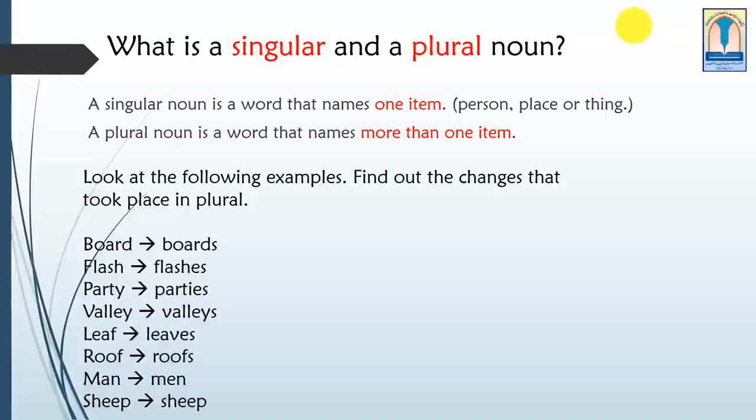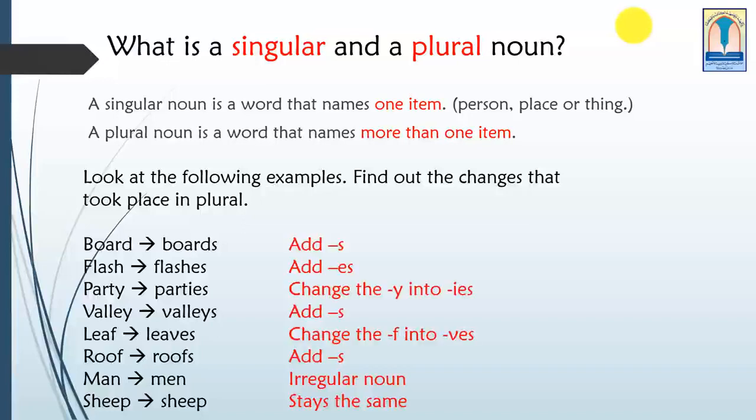Looking at the first word, board, boards, flash, flashes, party, parties, valley, valleys, leaf, leaves, roof, roofs, man, men, and sheep remained sheep.